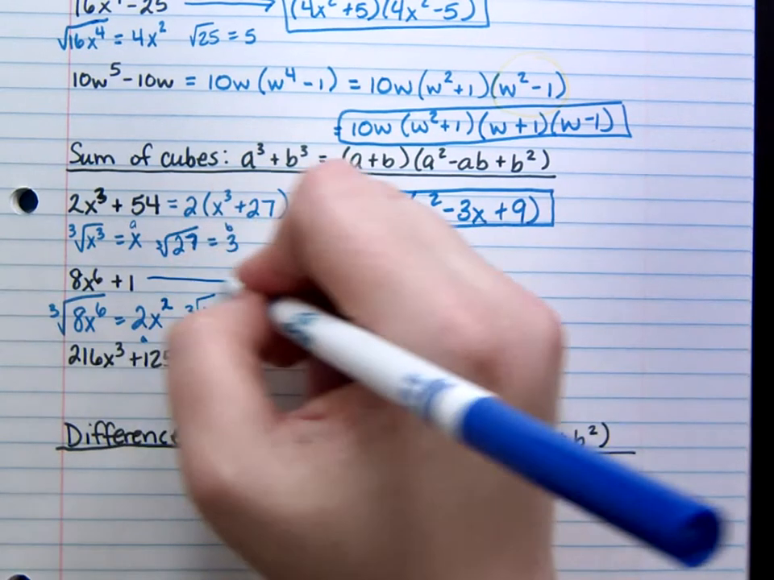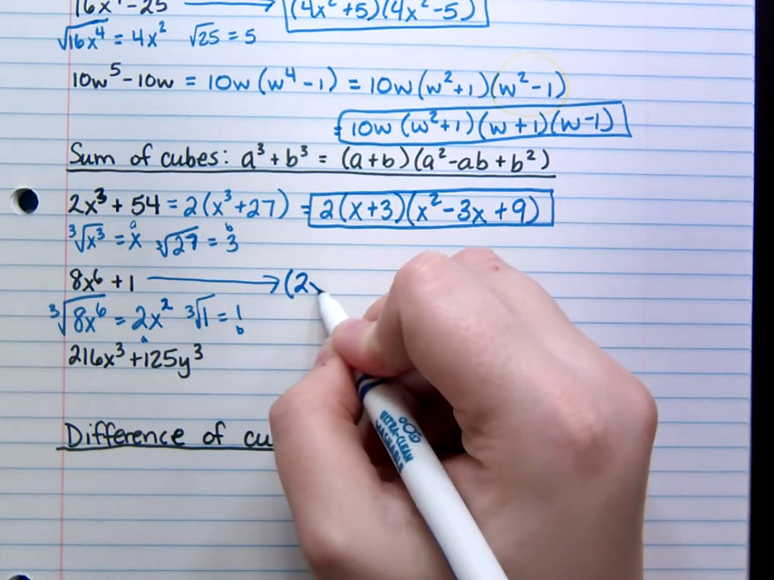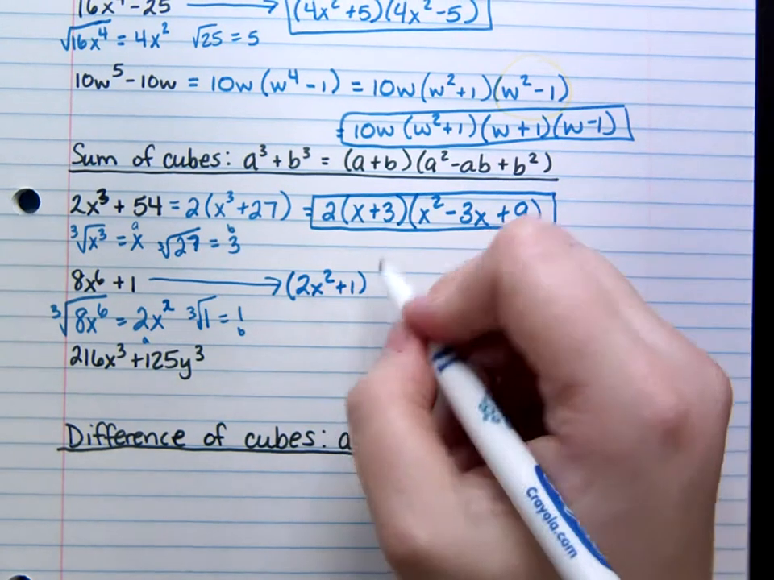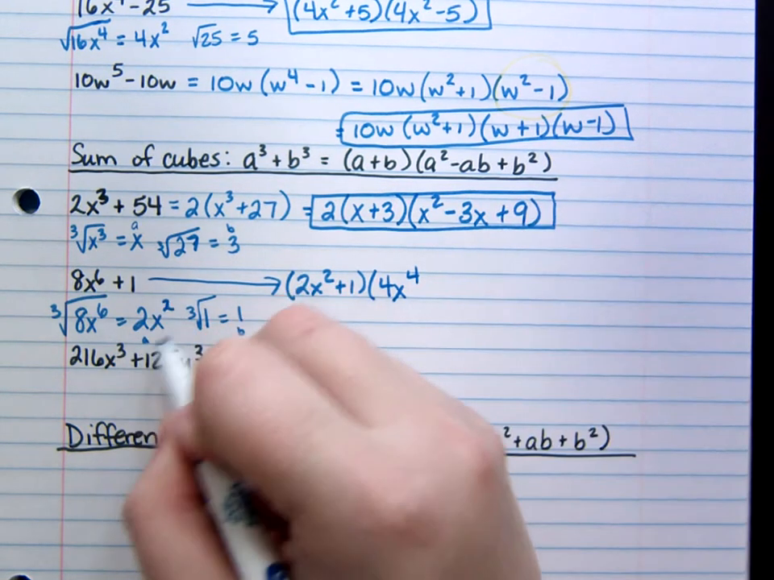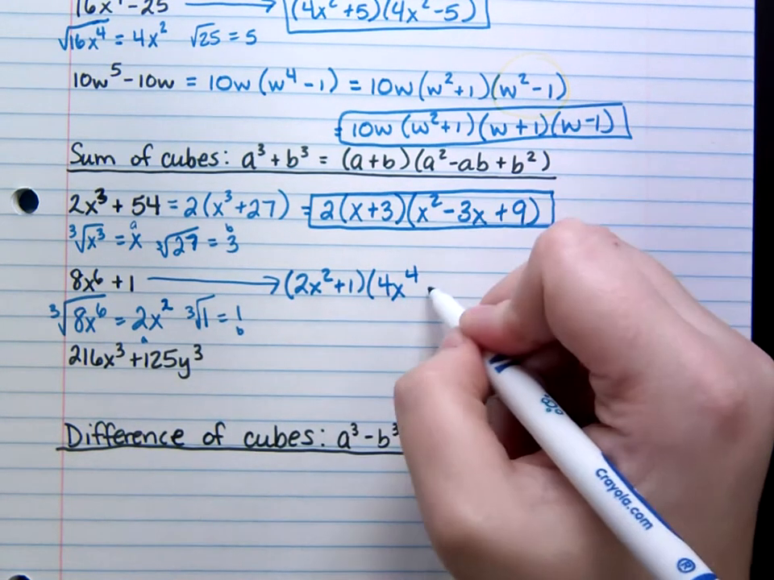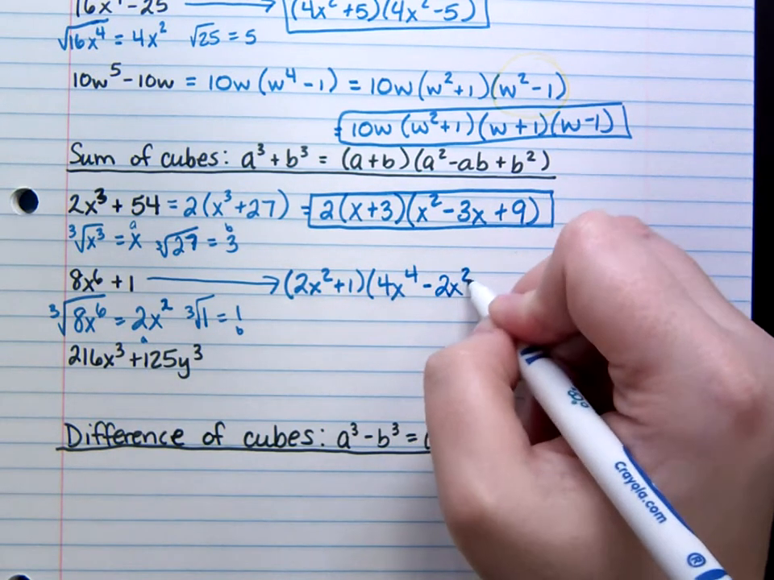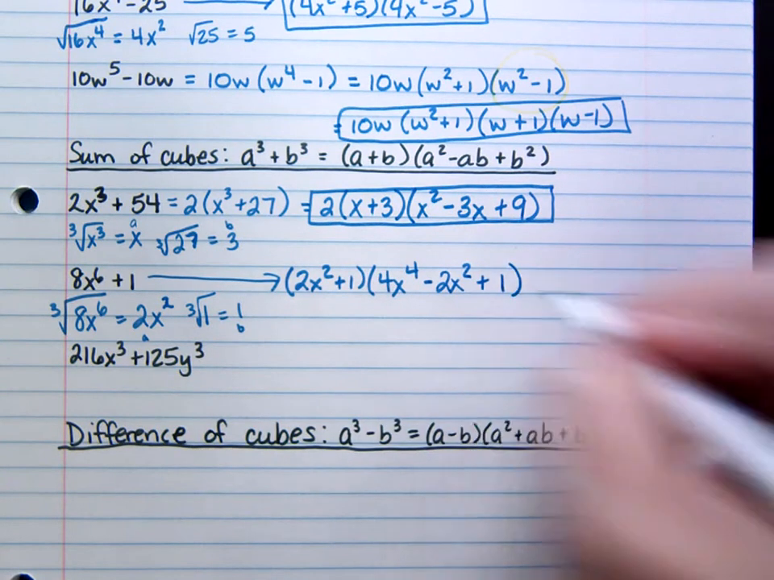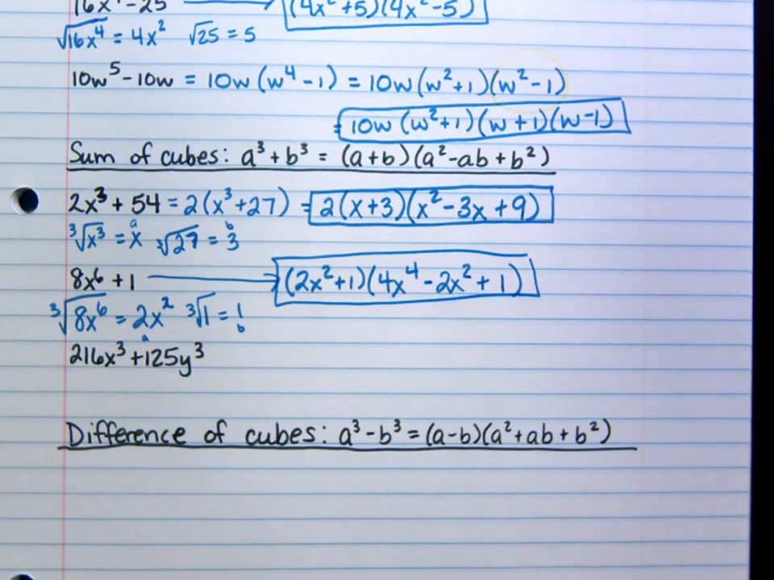I'm going to bring it over here. So a plus b, 2x squared plus 1. Then I have a squared, which would give me 4x to the 4th, because I squared this term, minus a times b, so multiply those to get 2x squared, and then b squared, well, I'll square 1 to just get 1. And again, once that's factored, you're done.